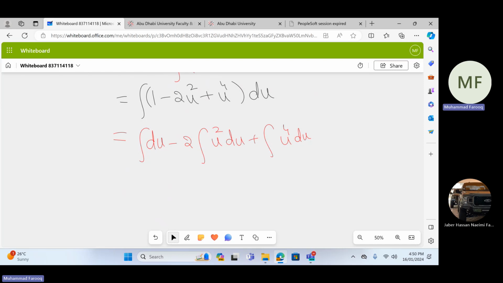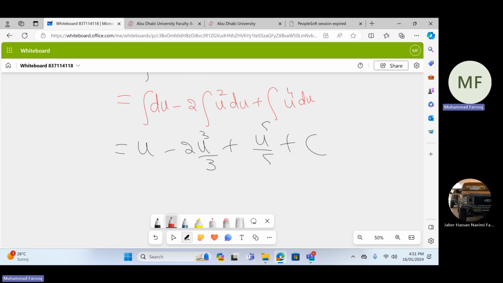Okay, good. What is the integration? u minus 2 times u cubed over 3, plus u power 5 over 5, and plus c. Put back the u value. What is u? Sine x. So sine x minus 2 by 3 sine cubed x plus sine to the power 5 over 5 plus c. That's it. I hope you understand.